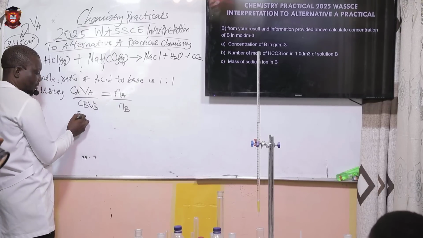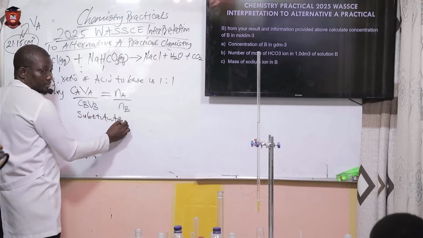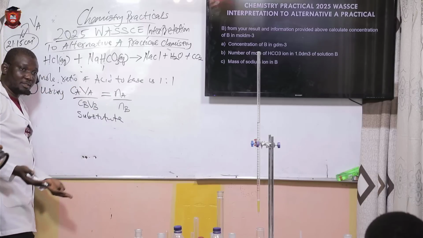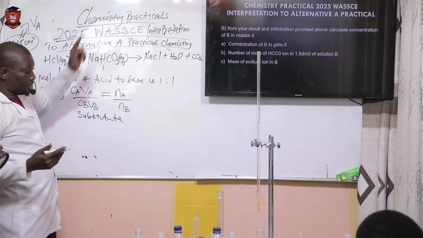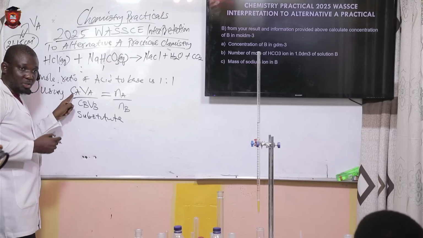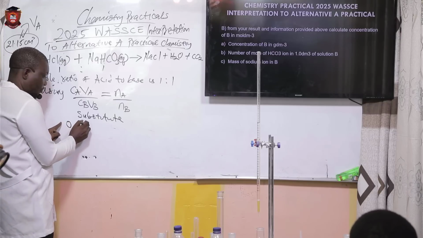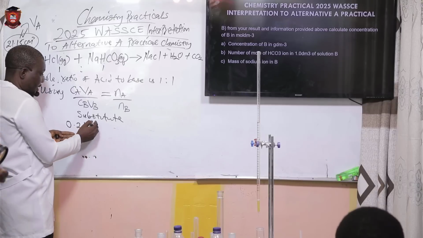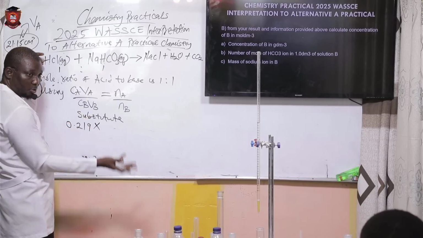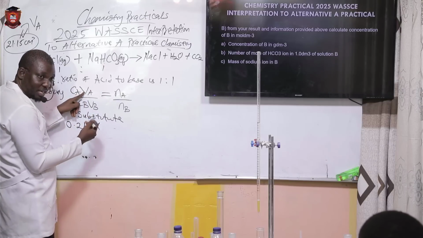You have to state what you are doing. Tell them you will substitute. You substitute these things. If you go to that question, from the beginning, they gave you the concentration of A there, 0.219, times VA, just what we've obtained from that table. That's the average. So that is the volume of the acid that was unknown.